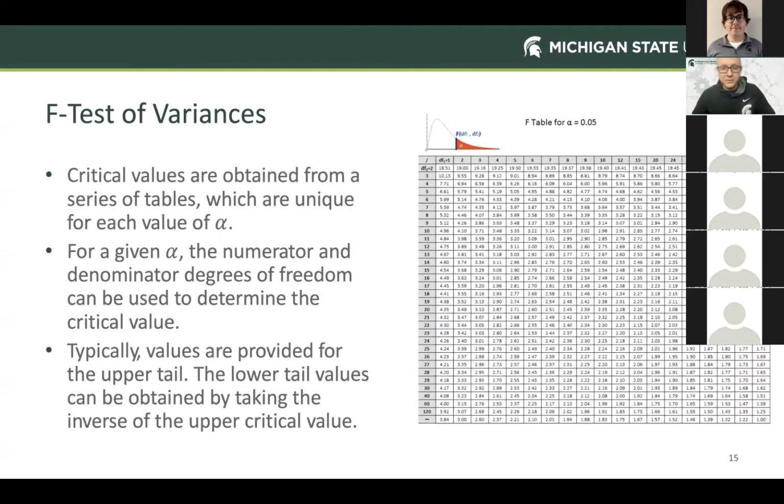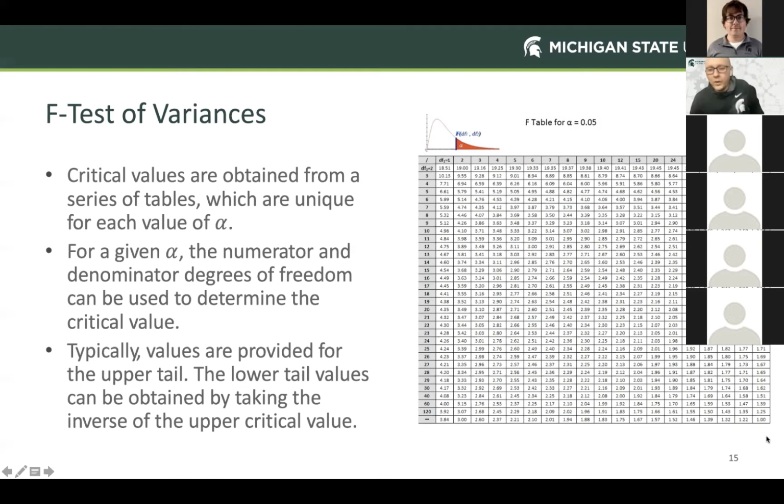And so as I had alluded to, the critical values in this case are going to be unique. And so we have different tables for each specific level of alpha. And so what we see right here is a table for alpha of 0.05. And in this case, the columns correspond to the degrees of freedom for the first sample, whereas the rows correspond to the degrees of freedom for the second sample. And then this also shows us as we converge towards infinity in either direction, how these values change relative to one another.